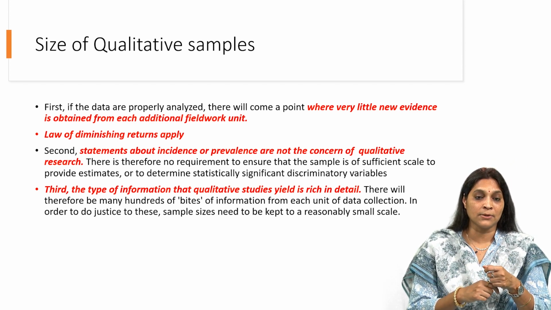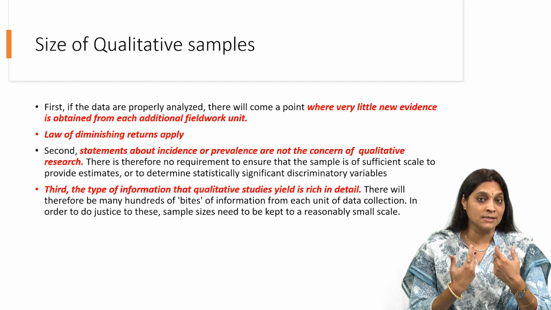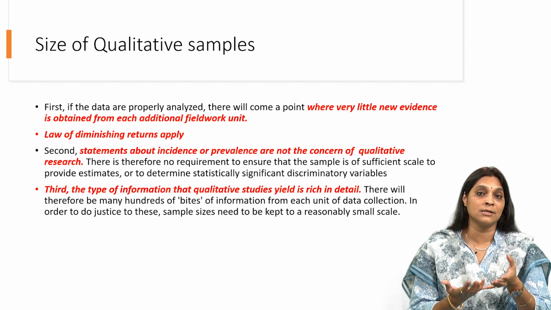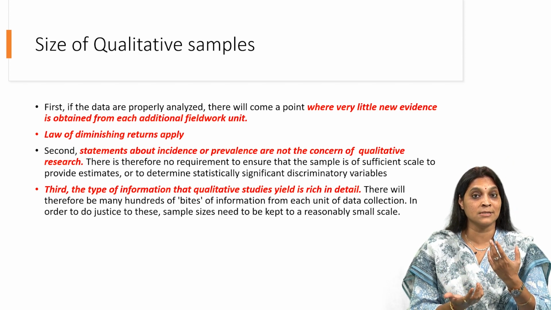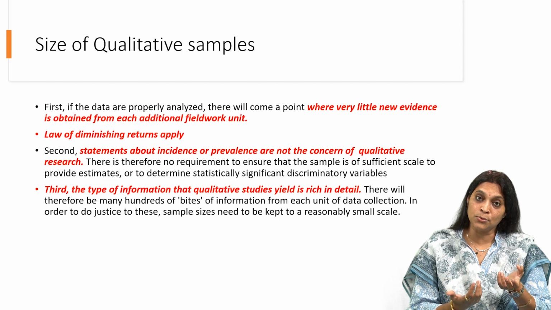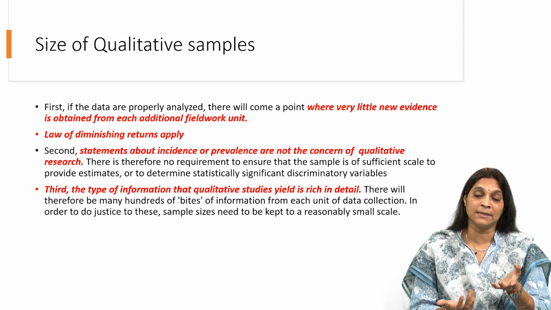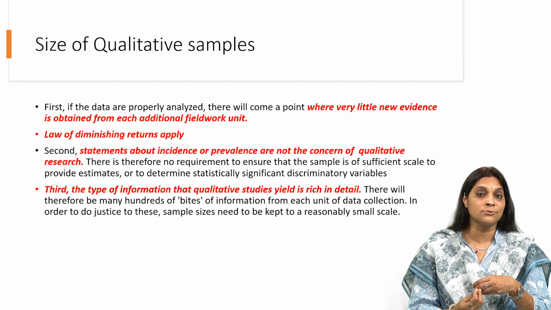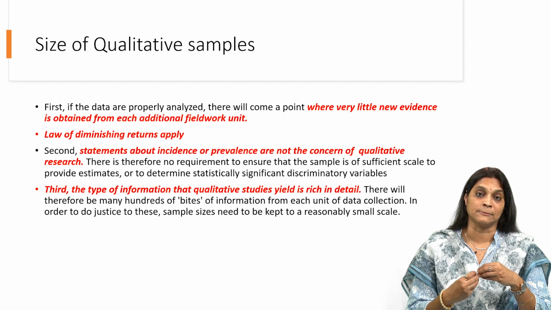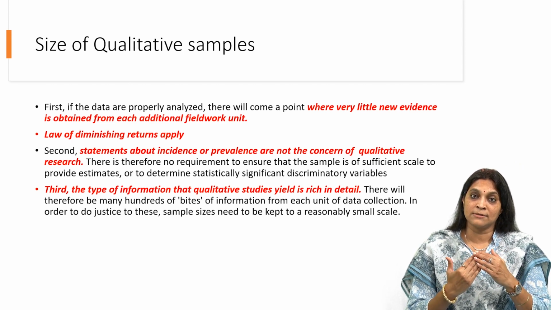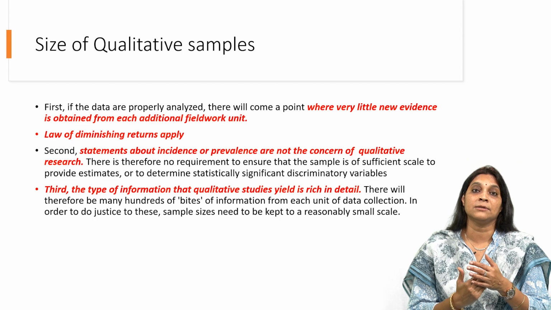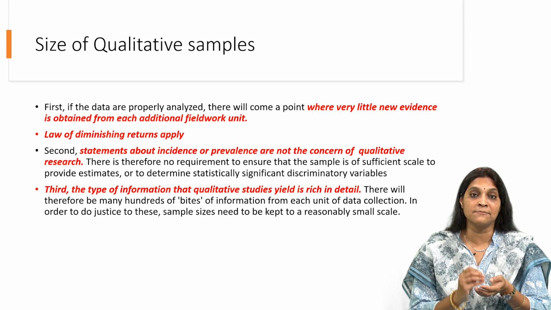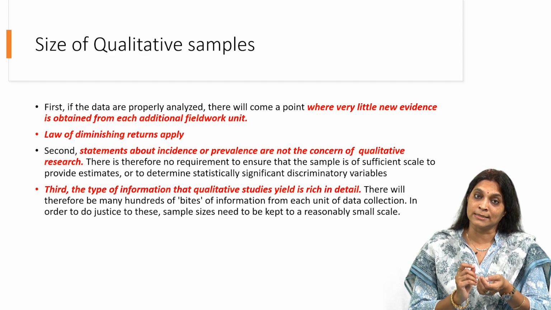The third is talking about the type of information that qualitative studies yield. The type of information that qualitative studies yield is very, very rich in detail. If your data collection process and your sampling technique is clear to you and to the scientific community from the beginning, then you will have rich data from every single unit that you introduce in the qualitative sample. So, the size of the qualitative sample is necessarily small, otherwise you will not be able to do justice to the kind of data that you are collecting from every single person who you are collecting the data from.